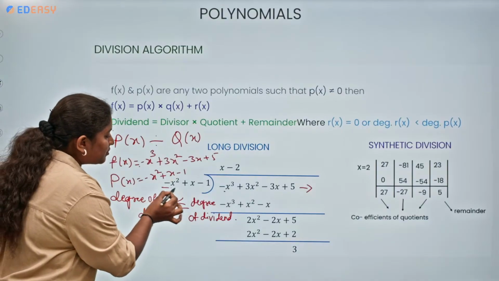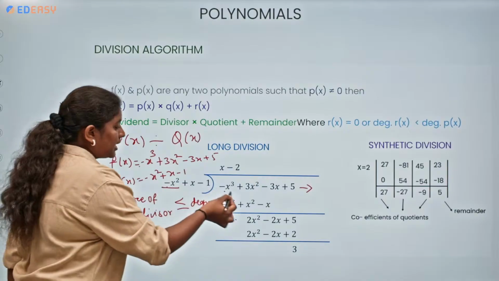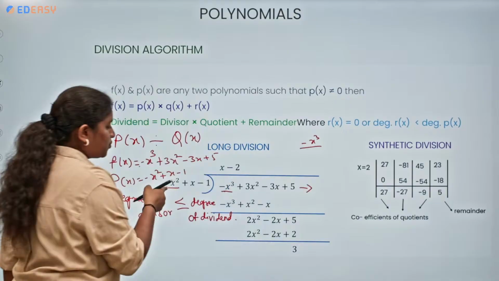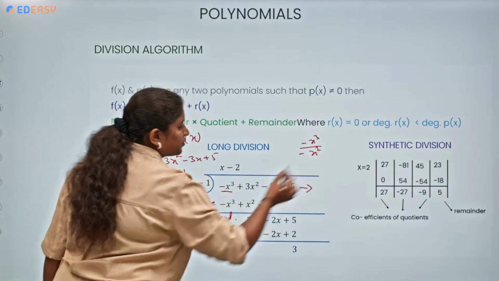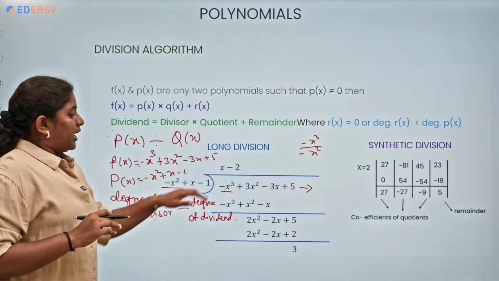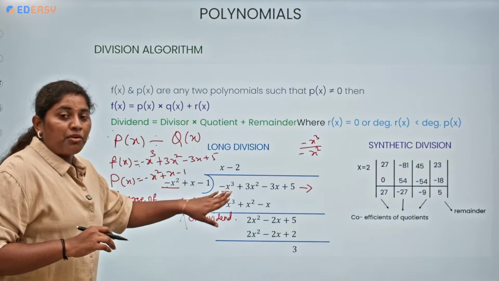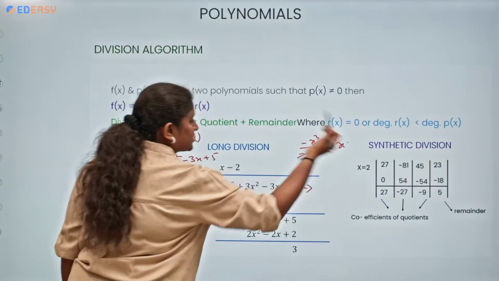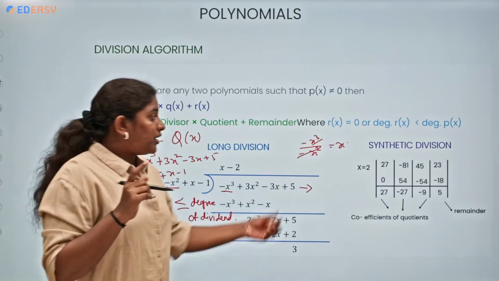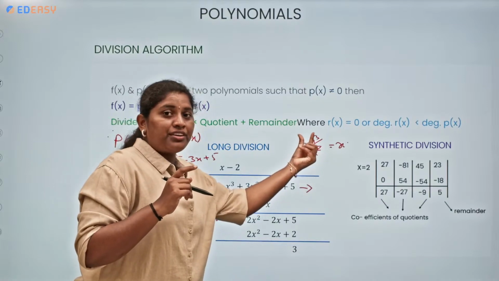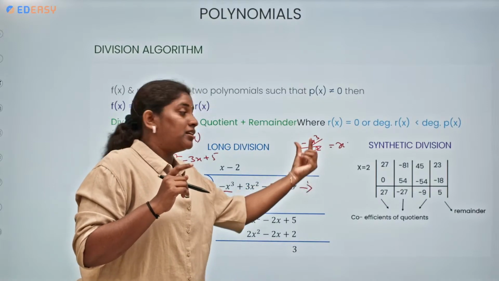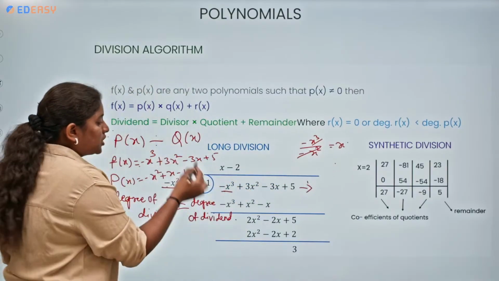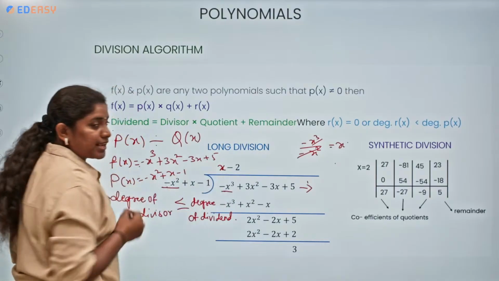Now, coming to the steps here: first of all, take the first term of the divisor and the dividend. That is minus x cube by, what is here, minus x square. Okay. Now, after taking the first term of the dividend and divisor, just divide them and cancel. So what will you get? X. So dividing the first term of the dividend by the first term of the divisor gives you the first term of the quotient. Okay. So here, the first term of the quotient we got is X.